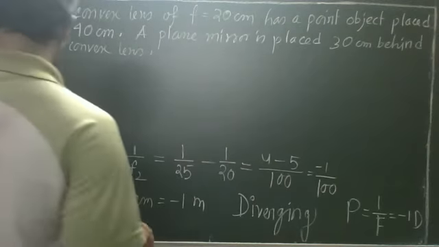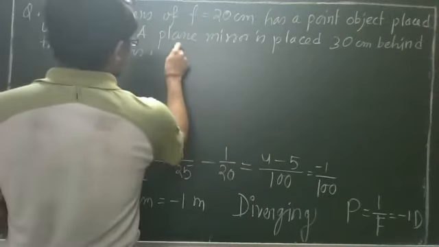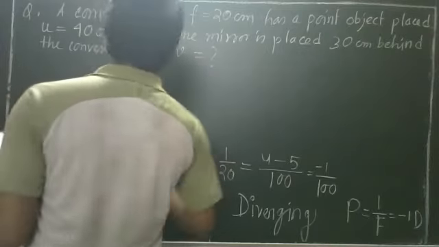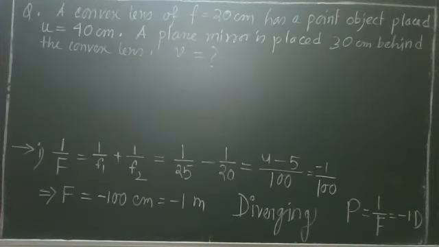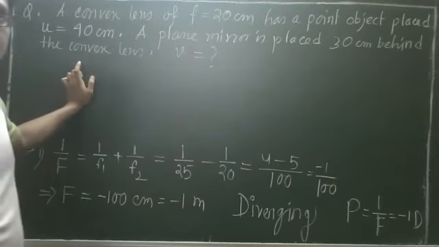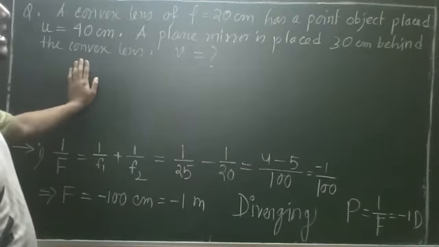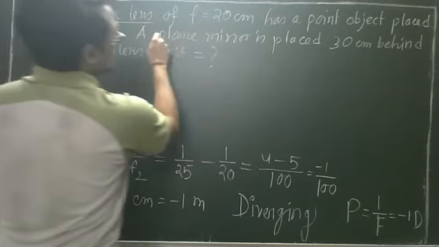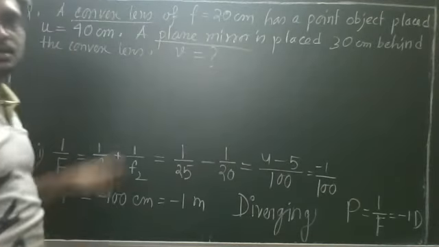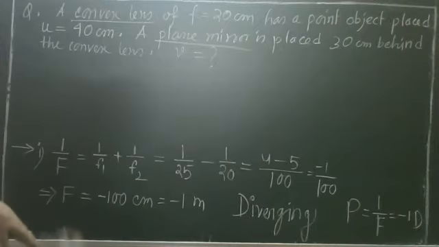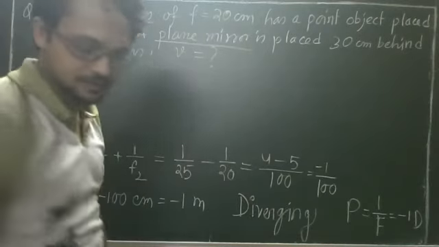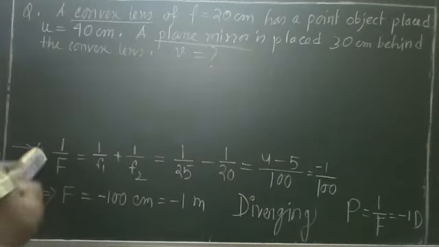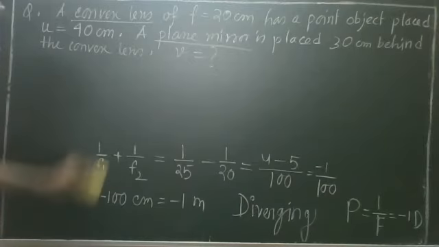Locate the position of the image formed. So we have to find v basically, the position of the image. This is one numerical related to the lens mirror combination. Convex lens is there, and here a plane mirror is there. Sometimes you will get a concave mirror, sometimes a convex mirror, so we will solve different kinds of problems. This is the first problem. First I am showing the diagram.